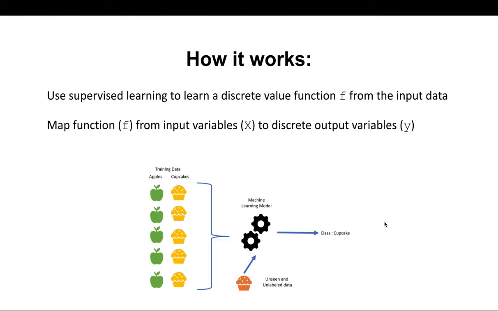We have training data, apples and cupcakes. We train it into a machine learning model where we create a function that can distinguish between unseen and unlabeled data, and then we are able to output a class, like cupcake for example, for some unlabeled data example. This is really the broad process, the very high-level understanding of how supervised learning, specifically for classification, works.